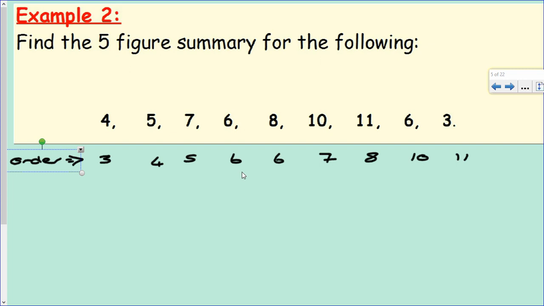If you've got an odd number of numbers, then you're going to have a number exactly in the middle, which is fine. If you've got an even number, then we'll show you how to deal with that in a wee second.